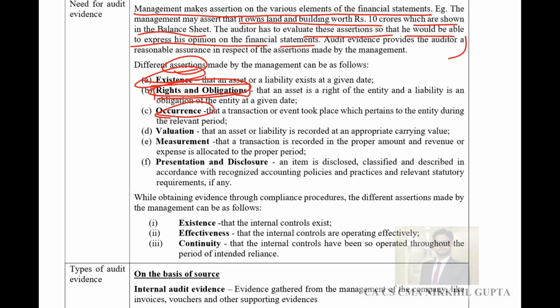Occurrence, the transactions have actually happened. Occurrence is to be proved by the management by using substantiating evidence like invoices, like transporter bills, etc.